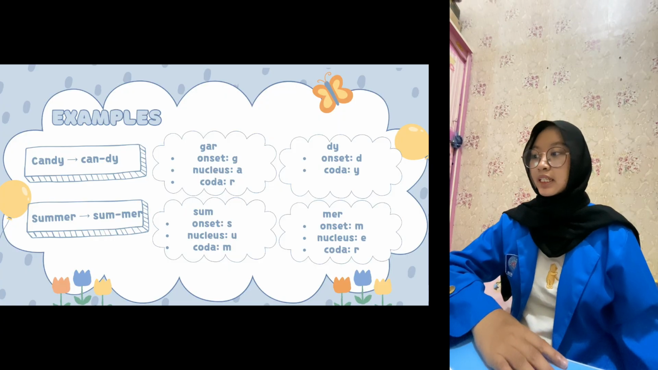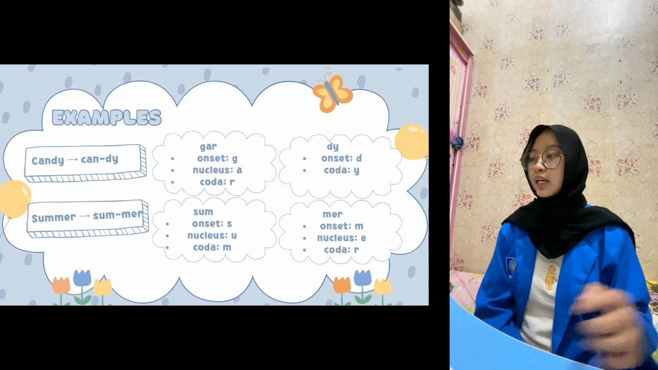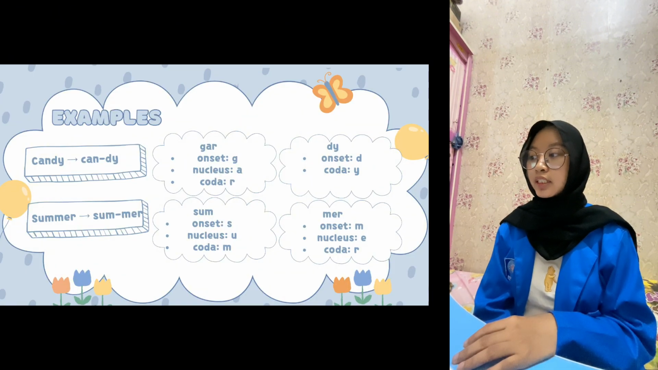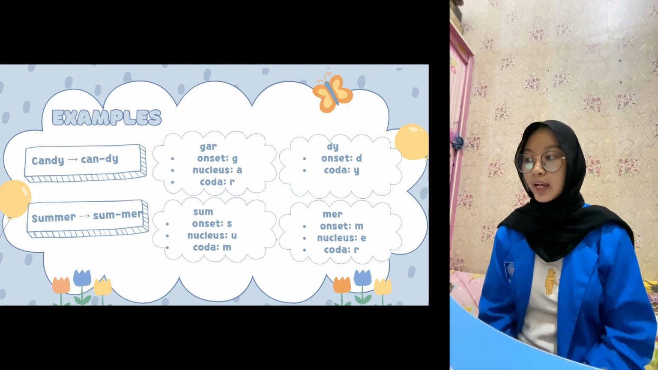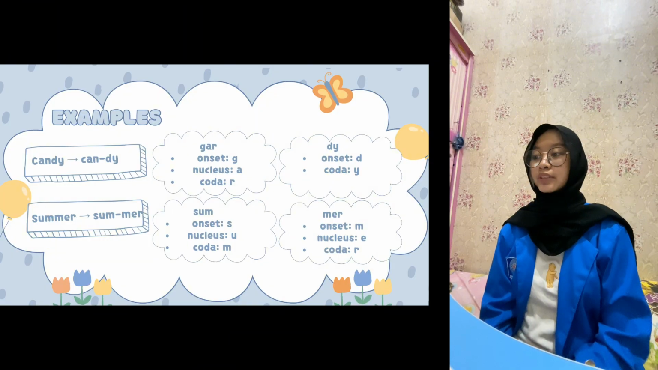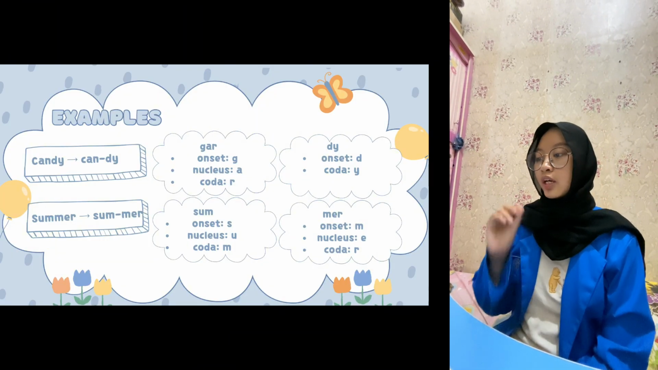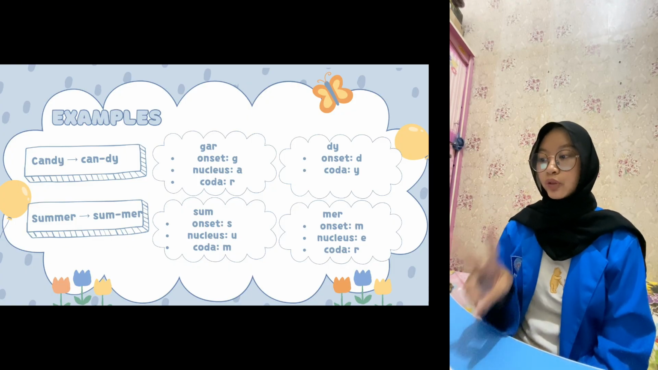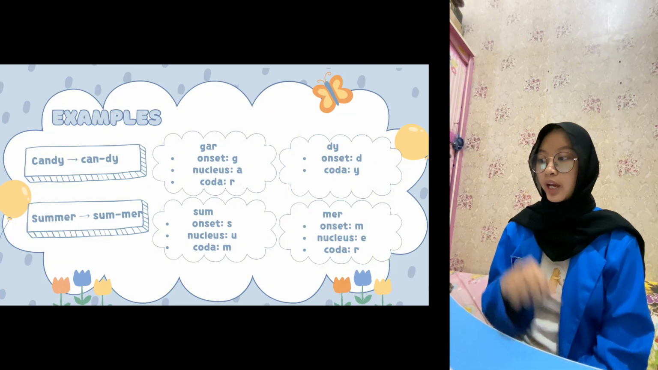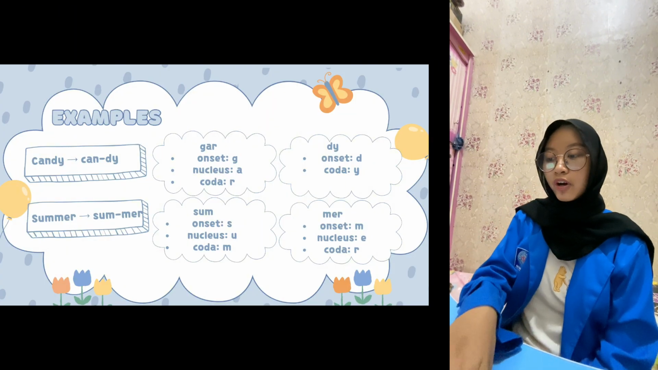Next example is candy: can and dy. For can, the onset is C, the nucleus is A, and the coda is N. For dy, the onset is D, and Y is the coda. And the word summer contains 2 syllables, sum and mer. For sum, S is the onset, U is the nucleus, and M is the coda. For mer, M is the onset, E is the nucleus, and R is the coda.